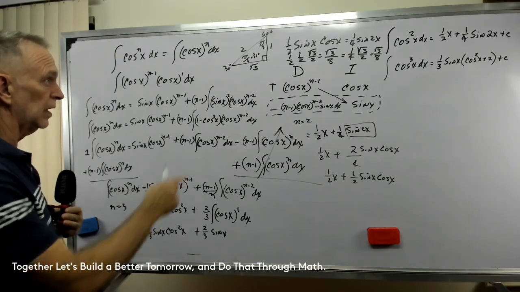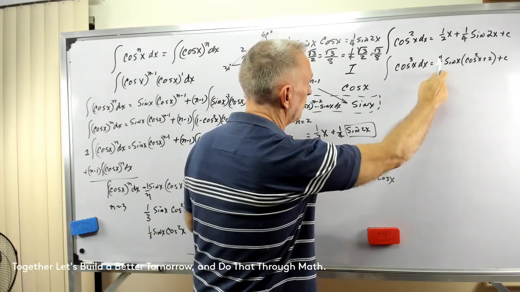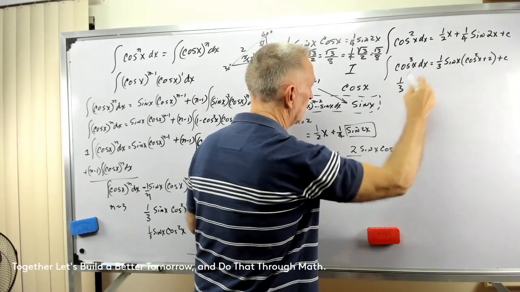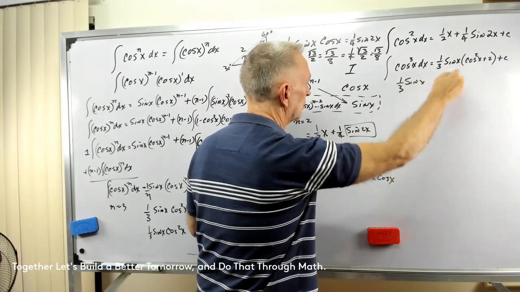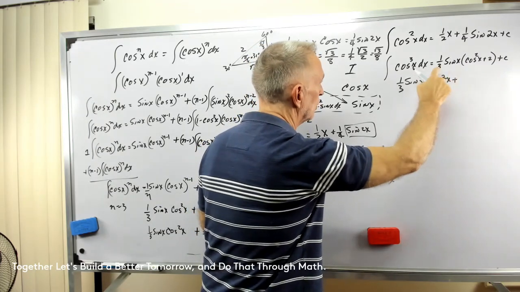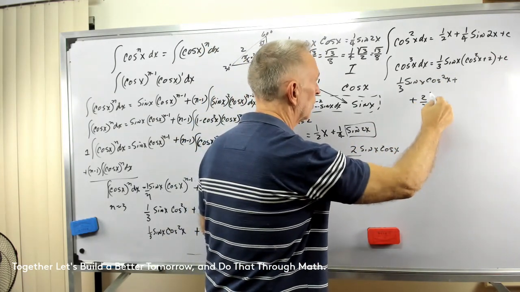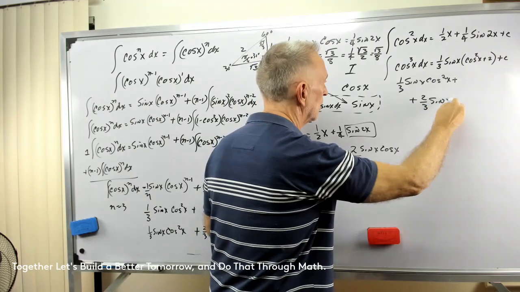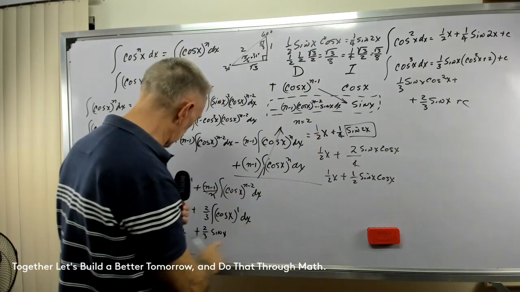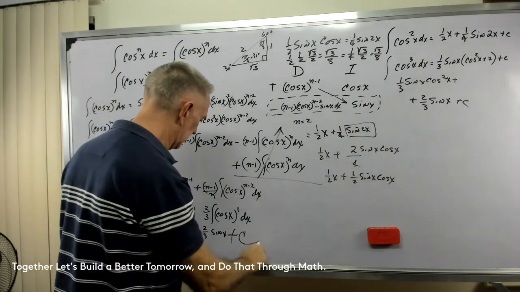If we were to multiply this one out, okay, if we multiply 1/3 sine x times, distribute that to the inside, so I'd have 1/3 sine x times cosine squared x plus the 1/3 sine x times 2, which would give me 2/3 sine x plus c. Yay. So 1/3 sine x cosine squared x plus 2/3 sine x plus c.